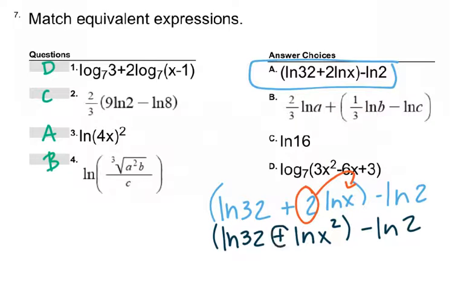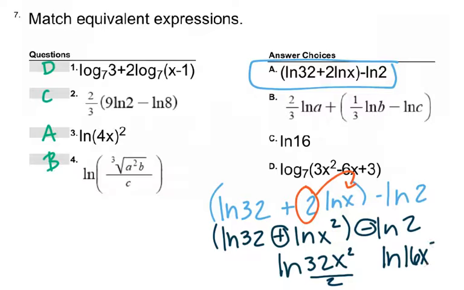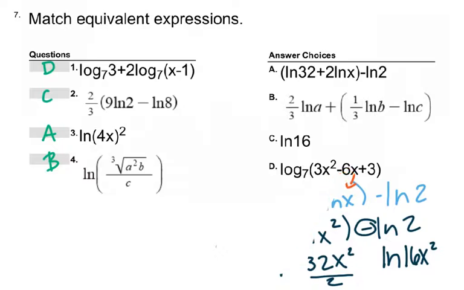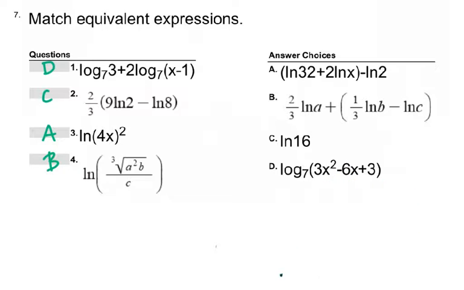Okay, because we're adding here, we can bring that together by multiplication. And then because we're subtracting here, we can divide. So 32 divided by 2 is 16. Alright, and then just know that 4x squared is actually the same thing as 16x squared. So I think that one's a little easier to work backwards from the answer choice. So by process of elimination, we know what the answer to number 4 is, but I'm going to show you that one really quickly.